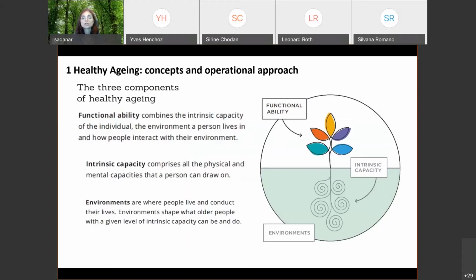So just to start with healthy aging, in 2015, we produced a report on aging and health, and we outlined 3 key components of healthy aging, with the goal being improving functional ability. And functional ability combines the intrinsic capacity, or the mind and body of an individual, and their interaction with the environment that they live in.